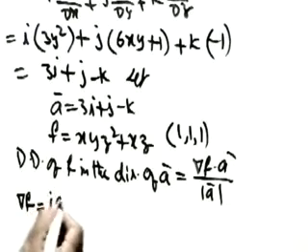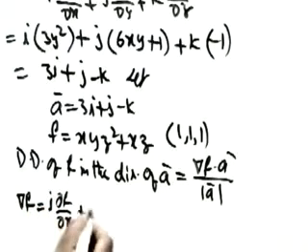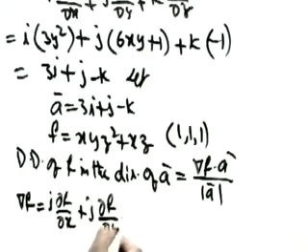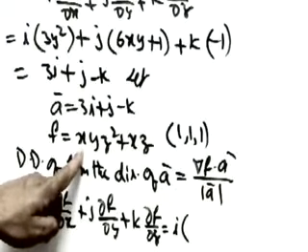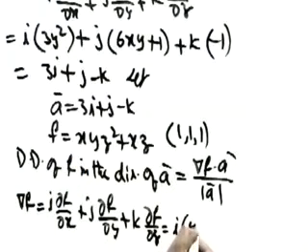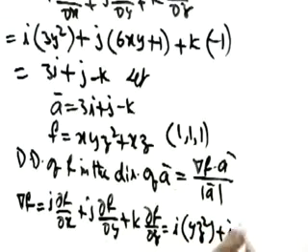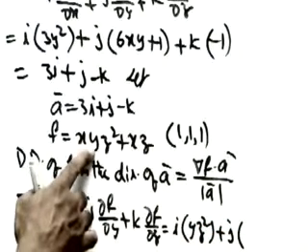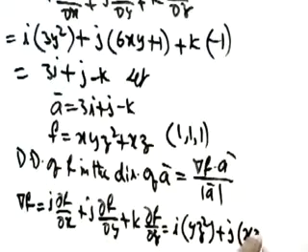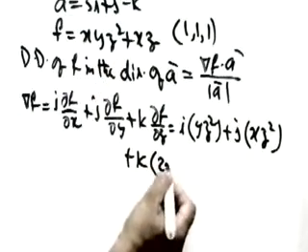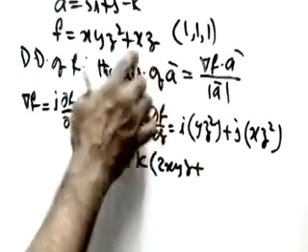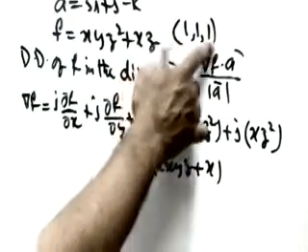Let me first find del f. So del f will be i ∂f/∂x plus j ∂f/∂y plus k ∂f/∂z. I into ∂f/∂x with respect to x, so d by dx of x will be 1, 1 into yz square is yz square, plus j into ∂f/∂y. With respect to y, y is 1, 1 into xz square, xz square, plus k into ∂f/∂z. Here z square gives 2z, so this will be 2xyz, plus z gives 1, 1 into x is x.